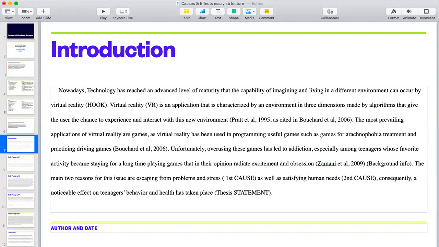Very good. In the same sentence, consequently, a noticeable effect on teenagers' behavior. What is this? First effect. Very good. So the first effect is talking about the behavior, teenagers' behavior. Excellent. And the second effect is talking about teenagers' health. Right? Excellent.